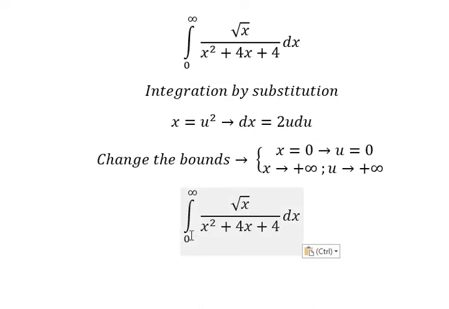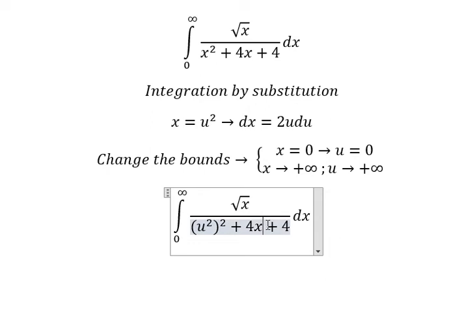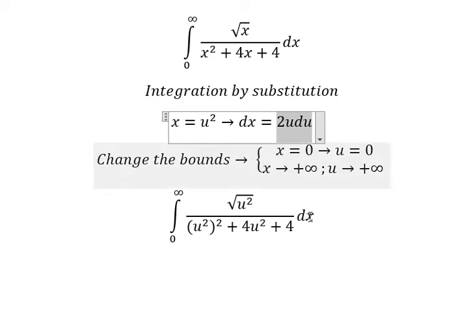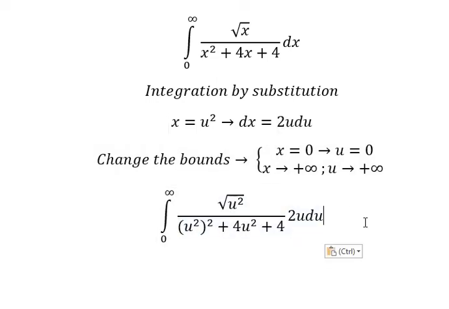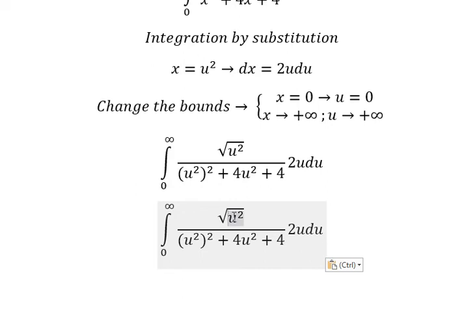So this one, the bounds we keep the same, and this one we put in here, here and here. The x we change for this one, so we need to simplify.